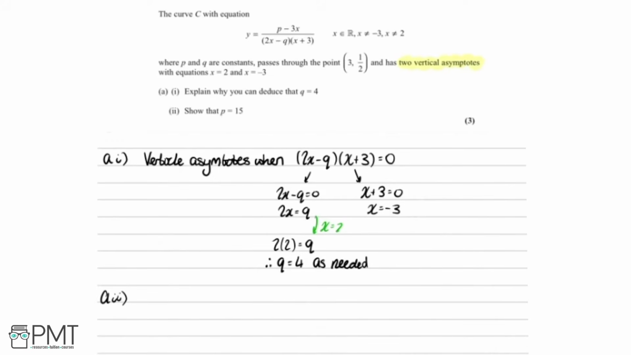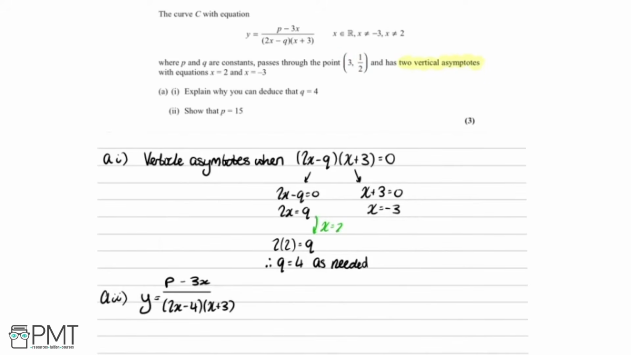So now part A part 2 says we need to show that p equals 15. So in the previous part we worked out what q equals. So I'm just quickly going to rewrite out the equation for curve C right here, but replacing q with 4. So doing that, we get y equals p minus 3x all over 2x minus 4, because we're replacing the q with 4, multiplied by x plus 3. Now, a key bit of information in the question is that the curve C passes through the point x equals 3 and y equals a half.